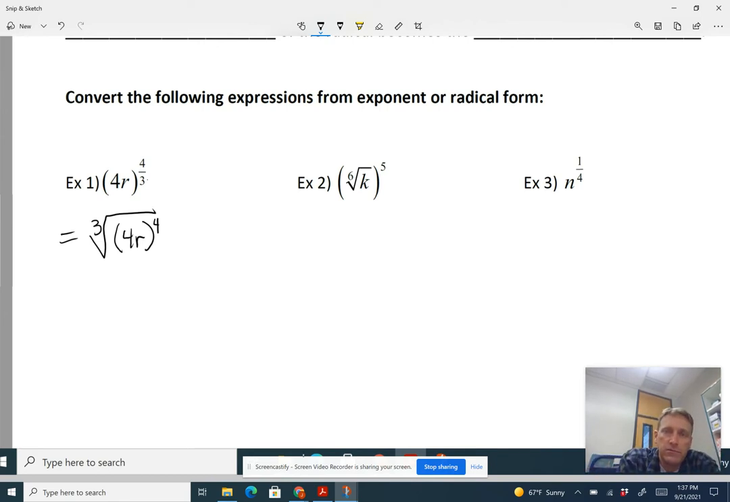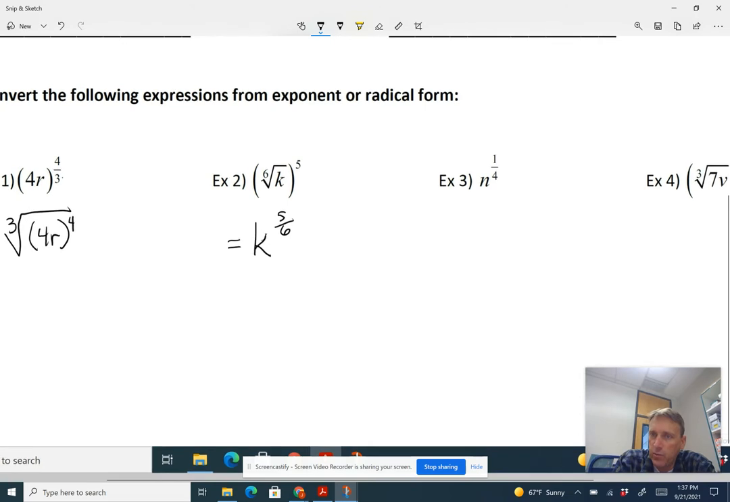Over here we have a radical, the 6th root of k, all raised to the 5th power. So we can write that as k raised to the 5/6 power. So we're converting it from radical to rational exponent form.